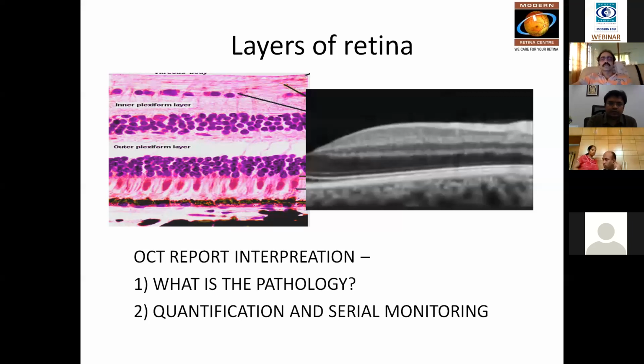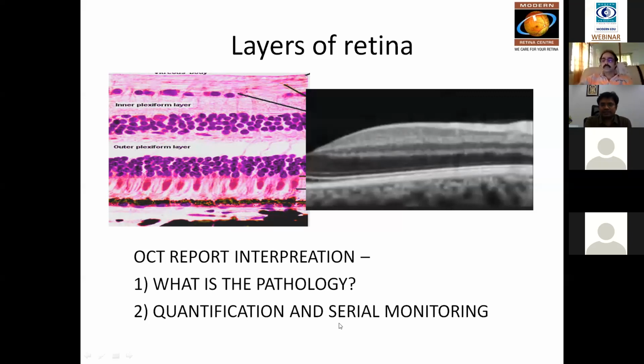What are the things we have to look for when we want to interpret an OCT? One is we want to know what the pathology is. The second thing is we want to quantify it, because most of the retinal diseases which involve the macula are either macular edema or some other abnormal tissues which are pulling on the retinal tissue. So we need a quantification. Quantification and serial monitoring is very easy.